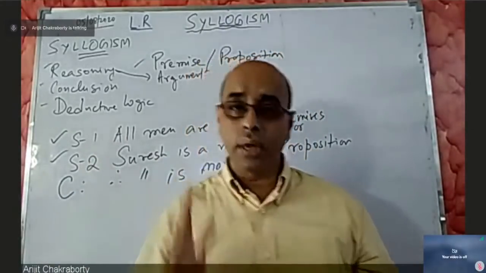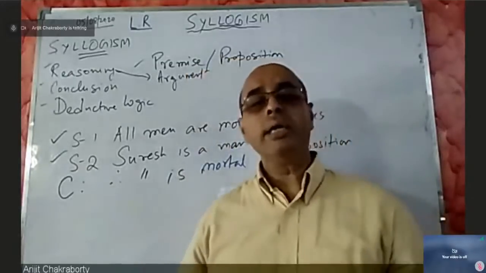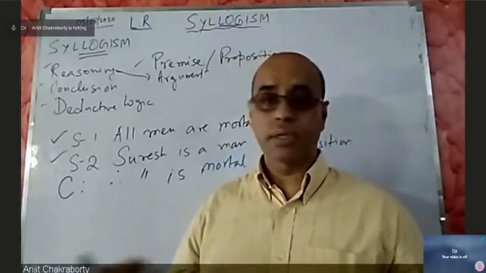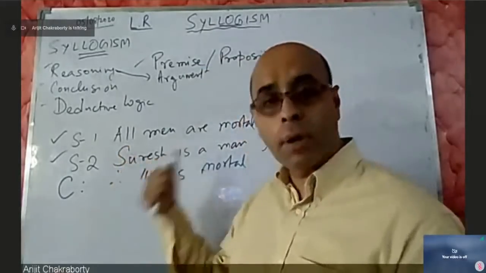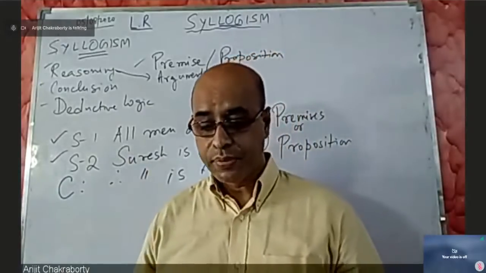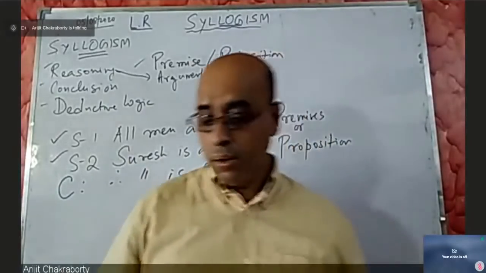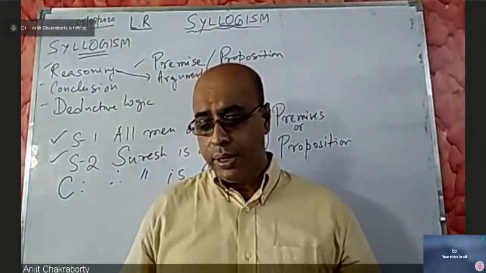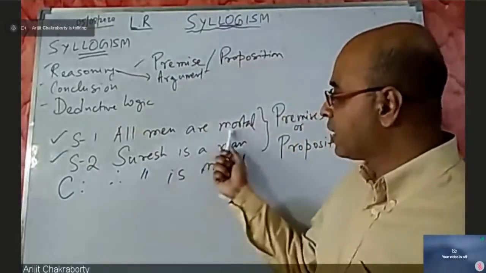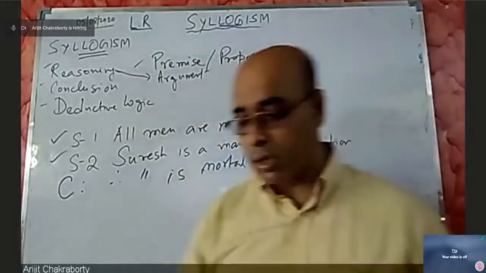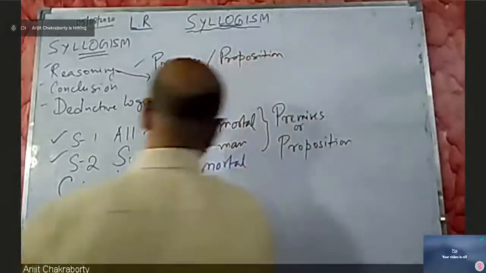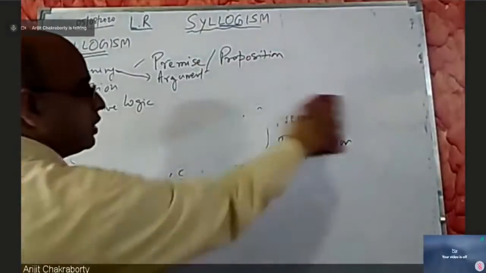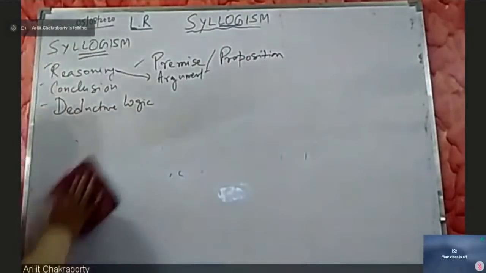Right? Therefore, syllogism is the method of drawing conclusions or inferences from given statements, and the statements are known as propositions or premises. I think it's clear to you so far. Now, let us go into some basic laws of syllogism. As you saw, all men are mortal, Suresh is a man, therefore Suresh is mortal. Now, the basic law, just keep a note of this. Premises and propositions, I think you have understood.